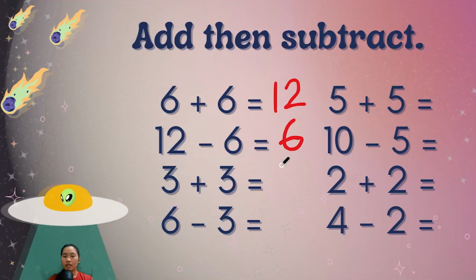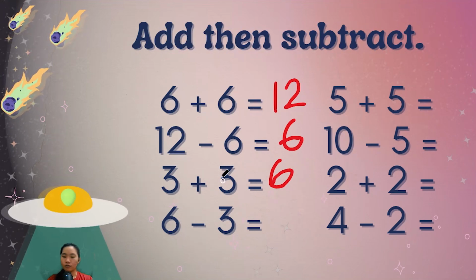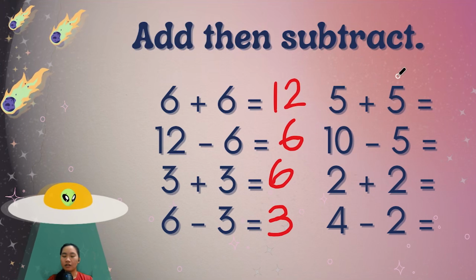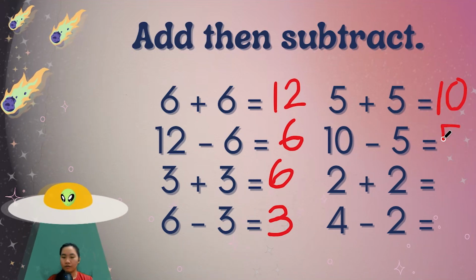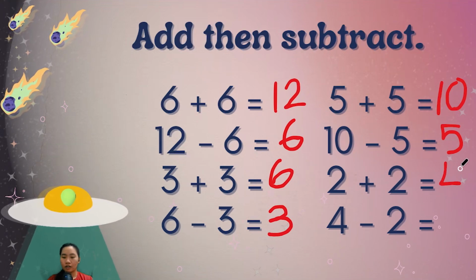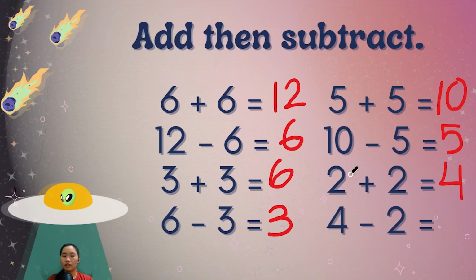3 plus 3 equals 6. 6 minus 3 equals 3. Very good. 5 plus 5 equals 10. 10 minus 5 equals 5. 2 plus 2 equals 4. 4 minus 2 equals 2.